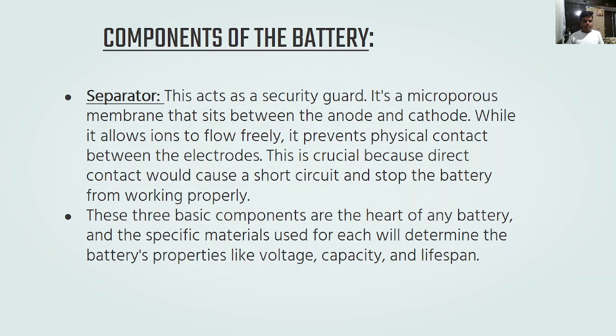Then separators. These act as a security guard. It's a microporous membrane that sits between the anode and cathode. While it allows ions to flow freely, it prevents physical contact between the electrodes. This is crucial because direct contact would cause a short circuit and stop the battery from working properly. These three basic components are the core of a battery, and the specific materials used for each will determine the battery's properties like voltage, capacity, and lifespan.